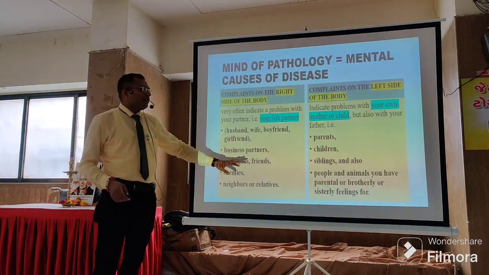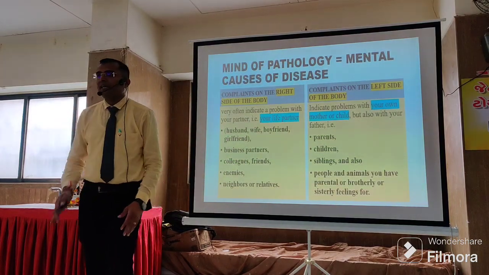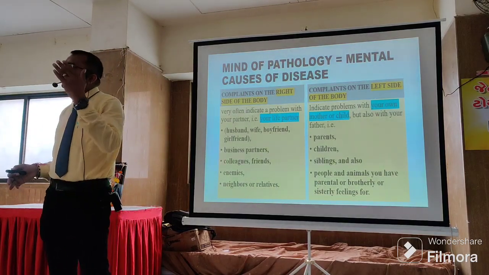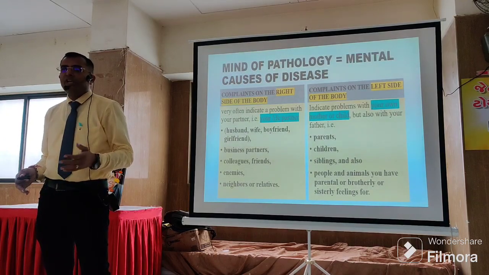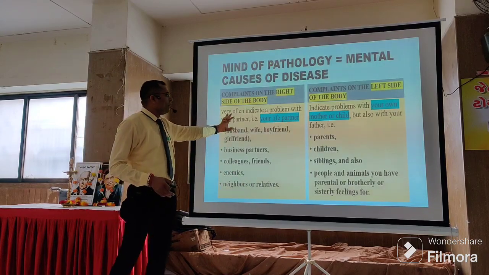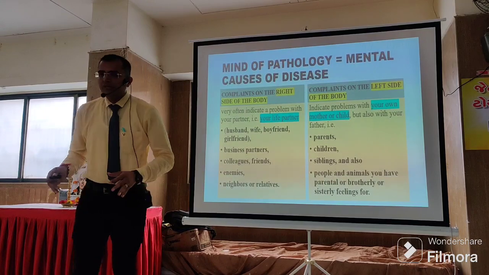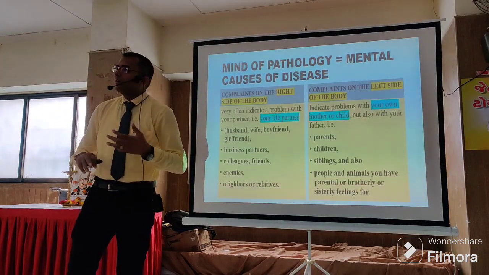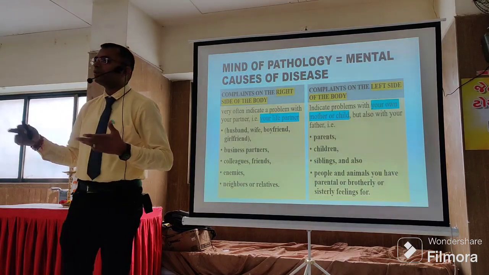So in the mind of pathology, you have to remember this chart. Once you understand which side of the body is affected, according to that you have to ask certain questions to the mother or relatives. If the right side is affected, a complaint happening on the right side of the body very often indicates a problem with the partner. It is a life partner. So it can be husband, wife, boyfriend, girlfriend, or some business affairs, colleagues, friends, enemy, neighbors or relatives.